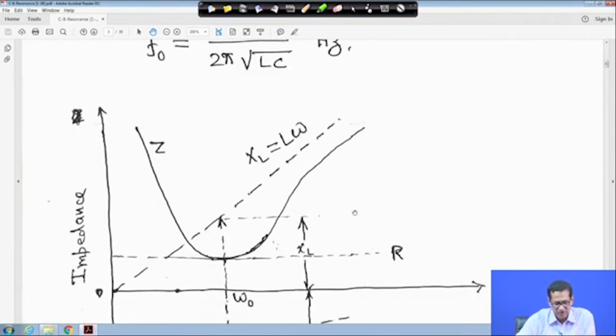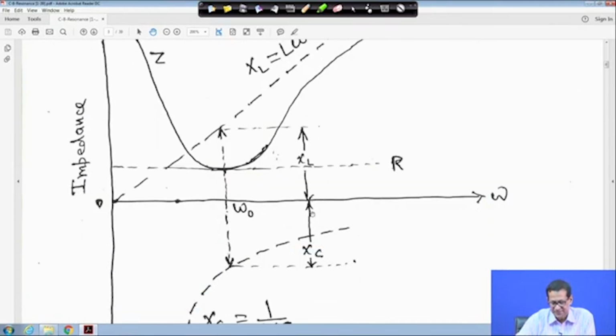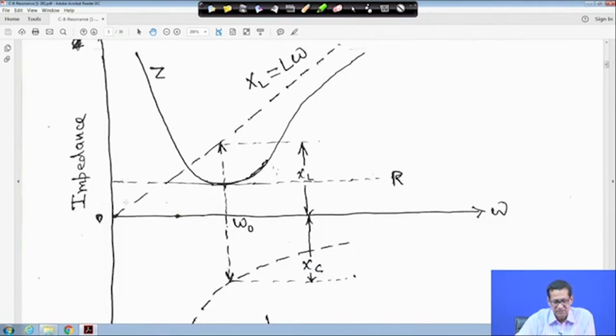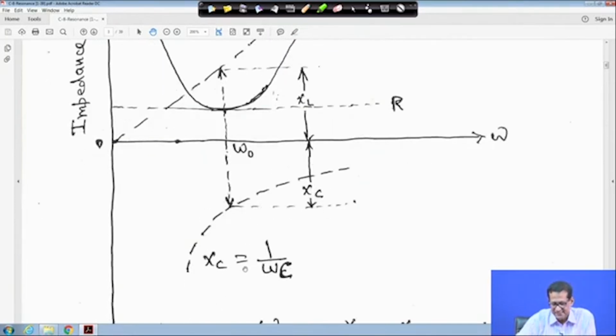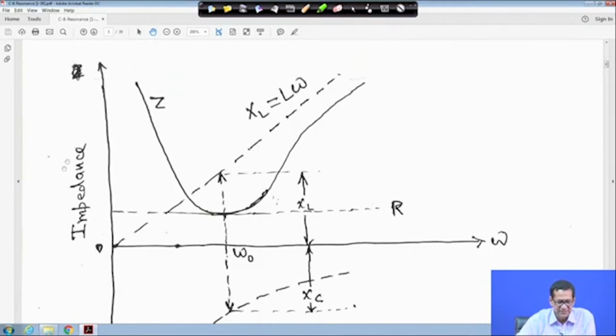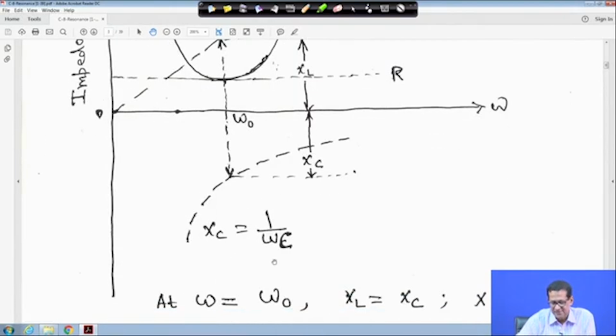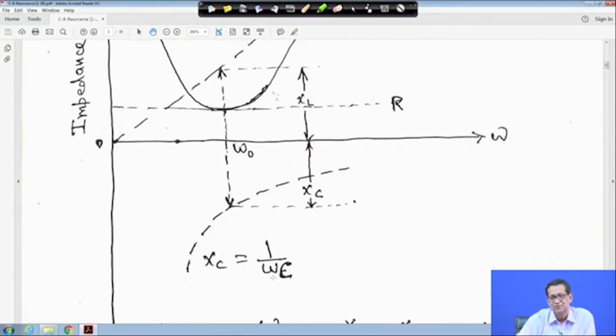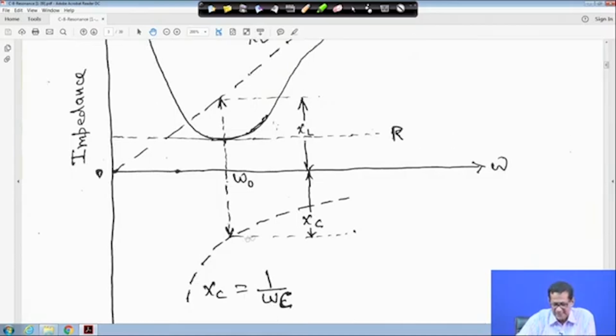Now suppose this is my impedance axis, and you plot the impedance. XL is equal to L omega, and this dashed line is a straight line passing through the origin. Similarly, XC is equal to 1 upon omega C. This axis is omega and this axis is impedance, meaning Z, XL, XC, everything. XC equal to 1 upon omega C looks like a rectangular hyperbola. This dashed line is the plot.